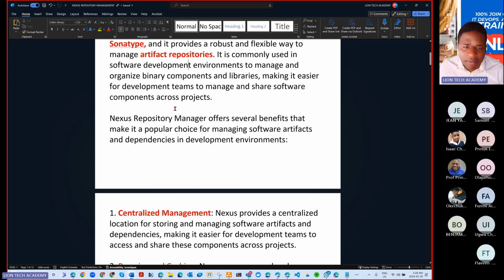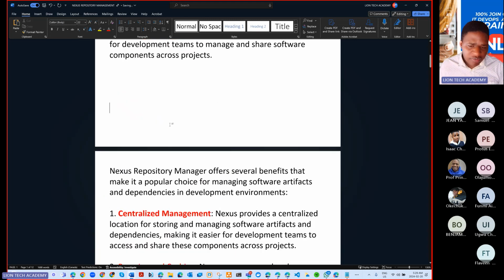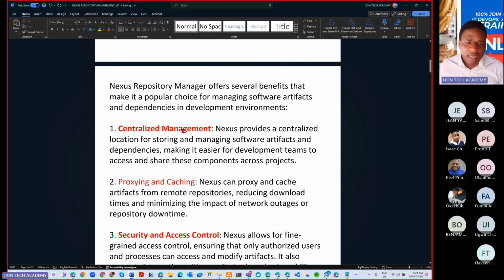So what makes Nexus so important? What are some of the features of Nexus? So first is that Nexus provides a centralized management system. It provides a centralized location for storing and managing software artifacts and dependencies, making it easier for development teams to access and share these components across projects.